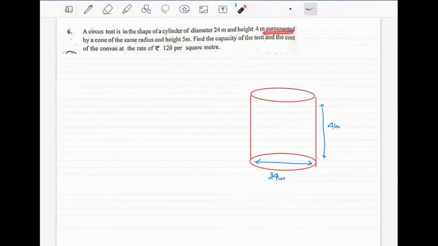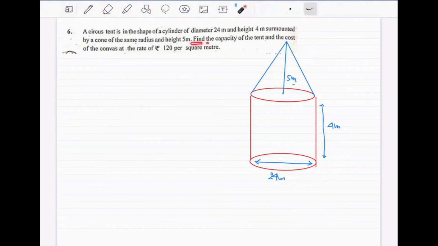And this is surmounted. Surmounted means there is a top portion: on top of this cylinder, there is another portion, surmounted by a cone of the same radius. So on top of this we have a cone also. The cone and the cylinder share a common radius, but the height of the cone is 5 meter.